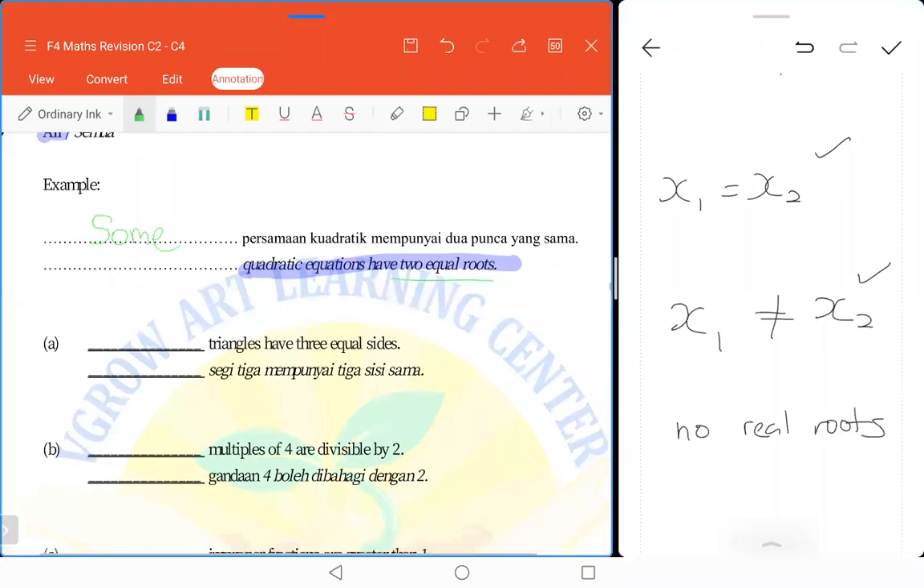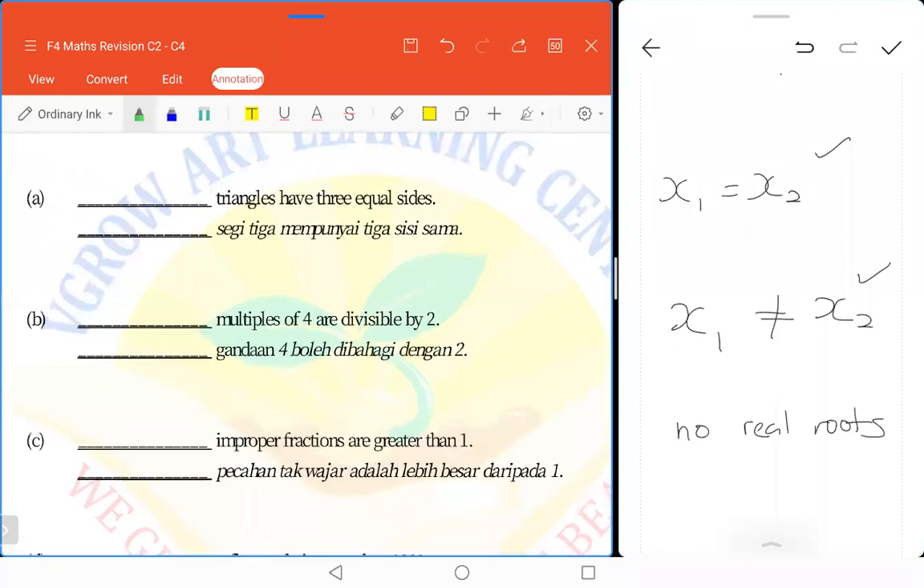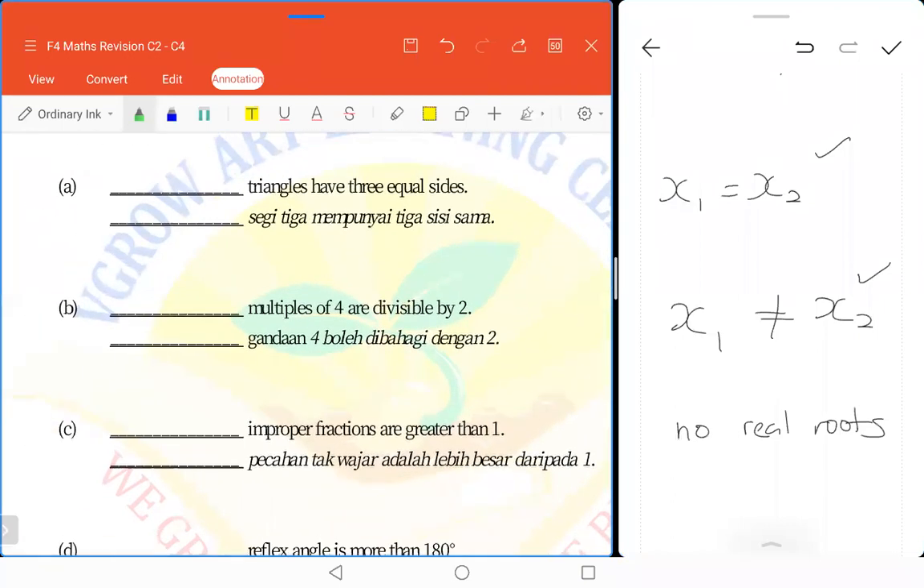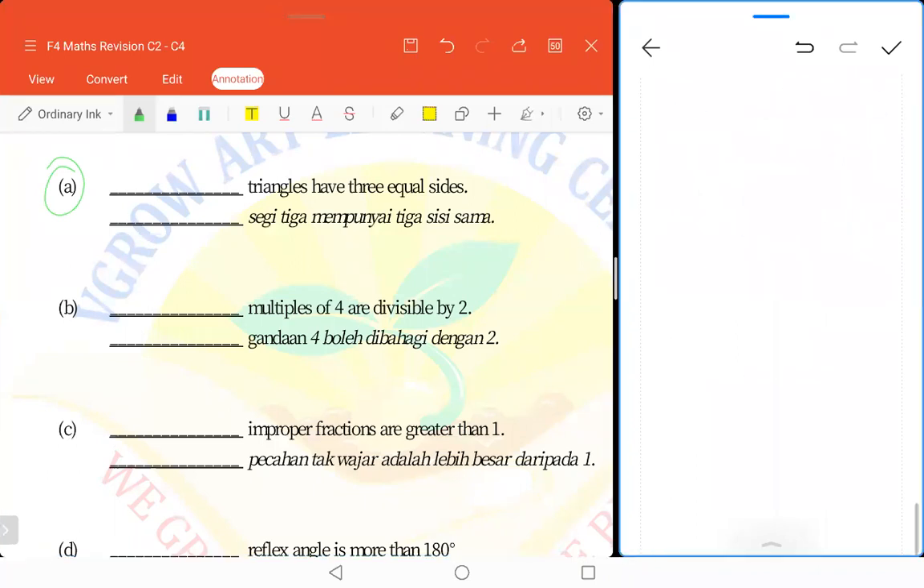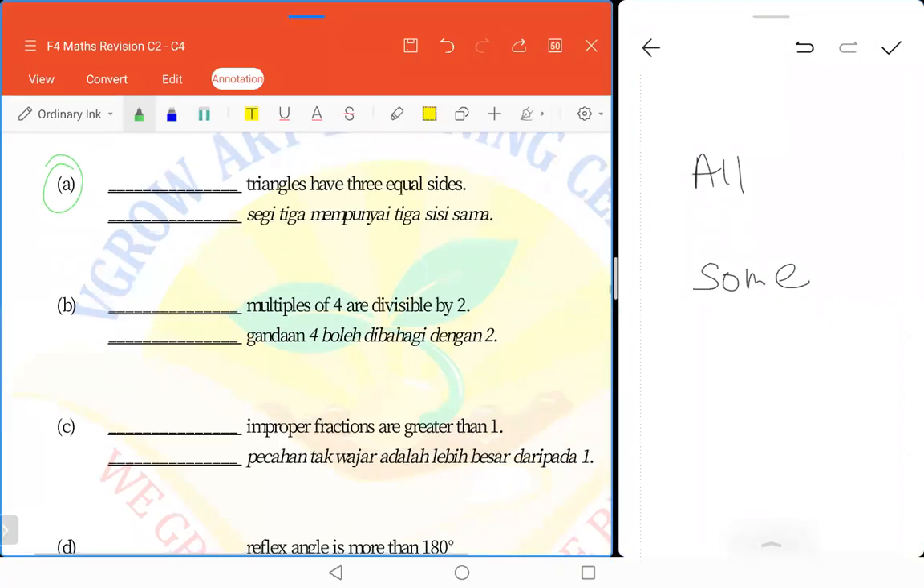Yeah, correct. Okay, continue with A. So simple one. Can you answer? Everyone answer, yeah? A first. Type in the chat box, please. All triangles, or some? Yep, some triangles. Some triangles have three equal sides.